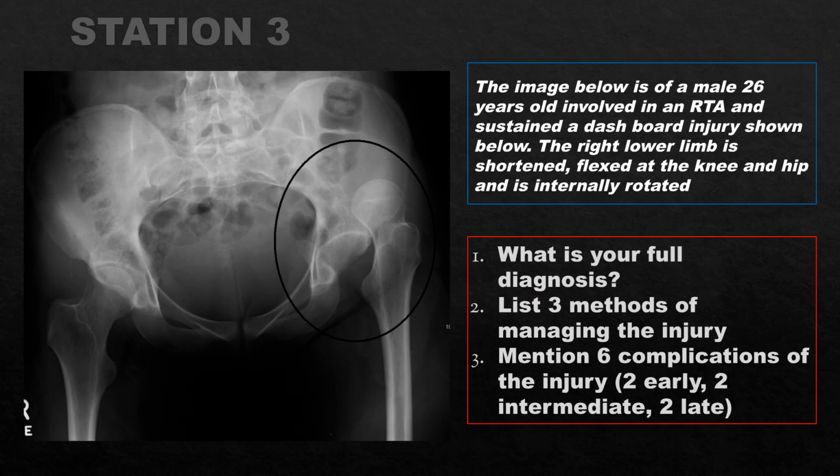A 26-year-old male involved in an RTA sustained a dashboard injury. The limb is shortened, flexed, adducted, and internally rotated. What is your full diagnosis? List 3 management methods. Mention 6 complications: too early, too intermediate, too late. Pause here and answer before continuing.